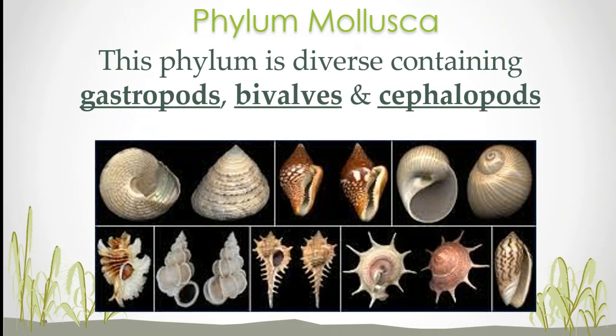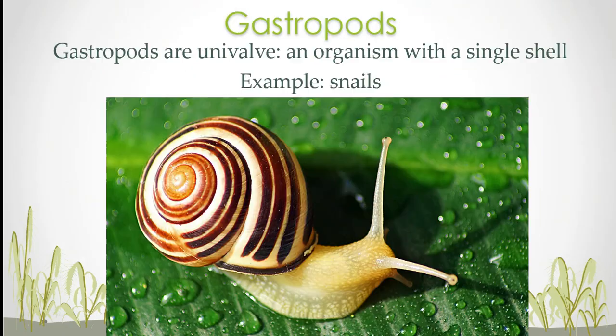This phylum is diverse, containing the gastropods, which we're looking at in the picture below there, the bivalves, and the cephalopods. So we're going to go through each one of these separately. You're going to be surprised at how diverse they are, because they're the shells, fish in these shells, yeah, but there are other things as well. So let's start with the gastropod.